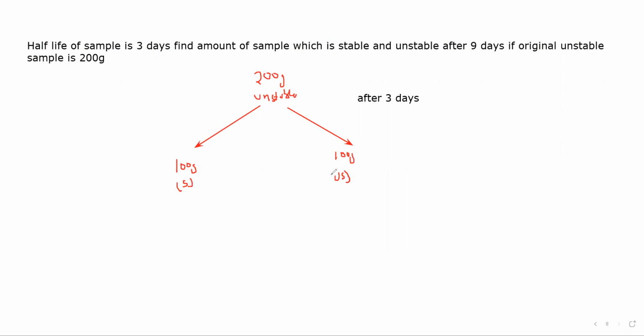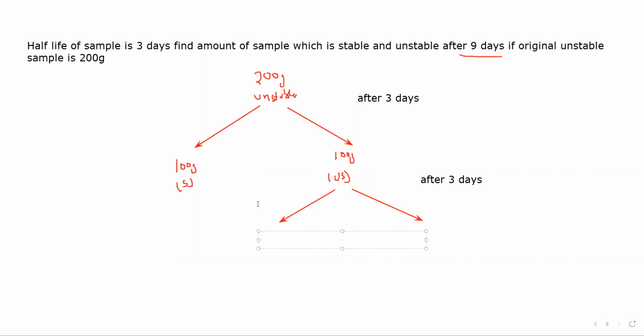But we have to find, like, total after 9 days, how much is stable and how much is unstable. So a stable one will not decay, but the unstable one will further decay. What is half of 100? That's equal to 50. So after further 3 days, because after every 3 days, it will be half of its original value.